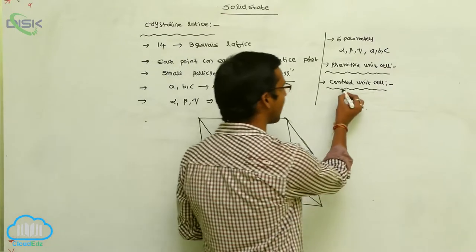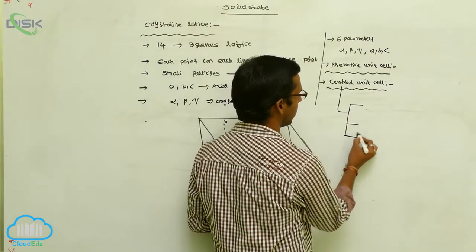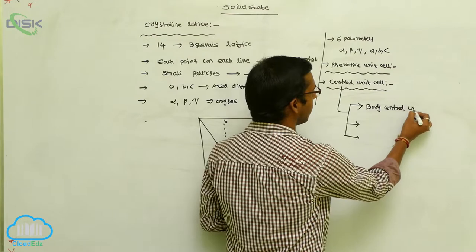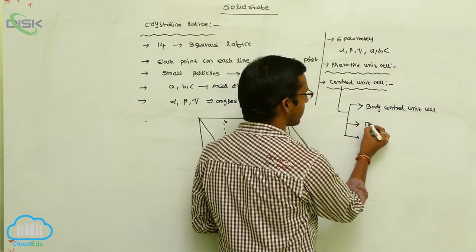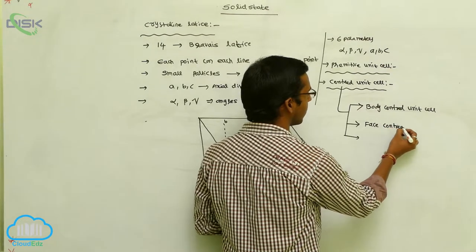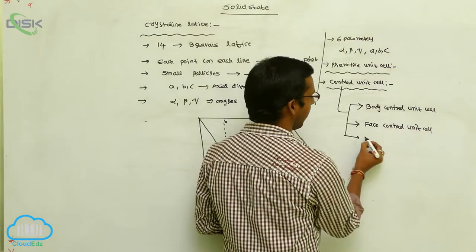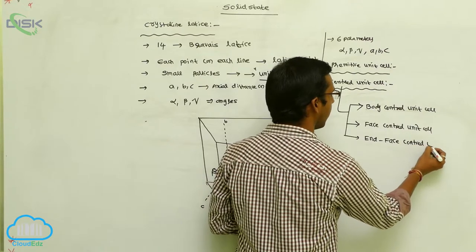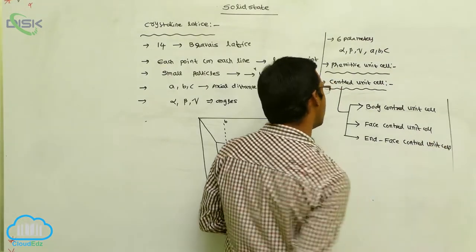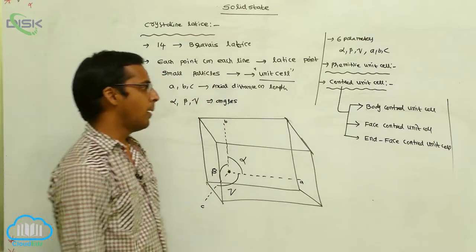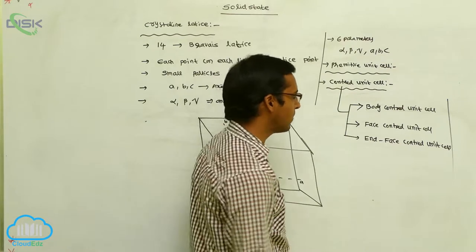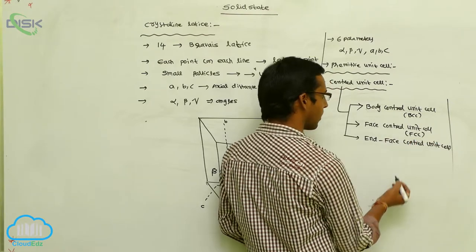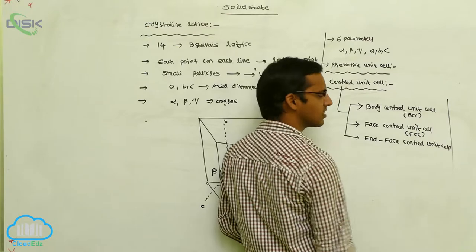These centered unit cells are classified into three types: one is body centered unit cell, next is face centered unit cell, and next is end face centered unit cell. So the centered unit cells are three types: body centered, face centered, and end face centered. Body centered is your BCC cell, this is the FCC cell, and this is your EFC cell, as it is sometimes called.